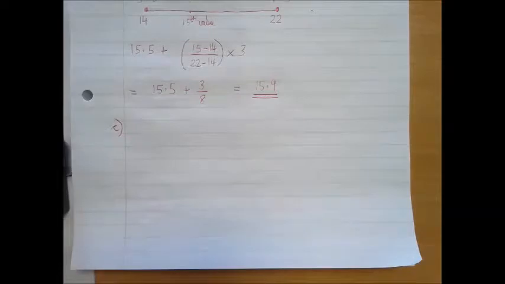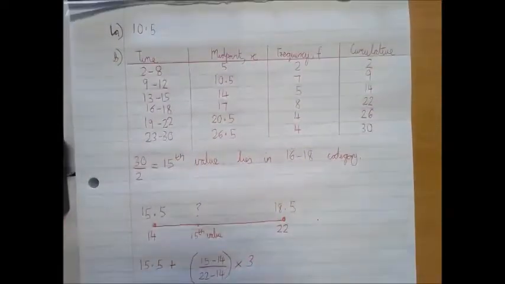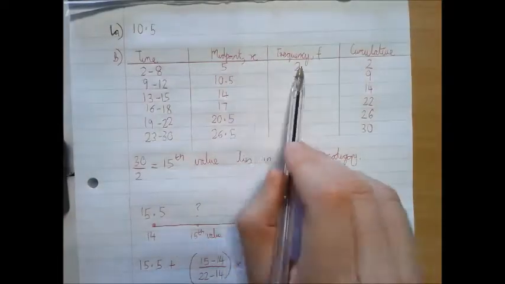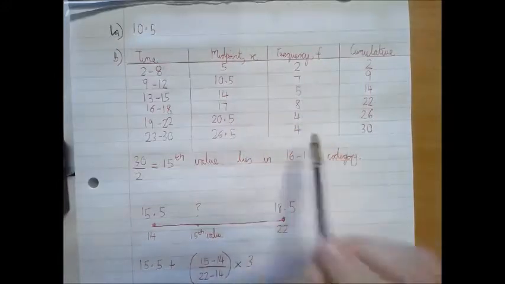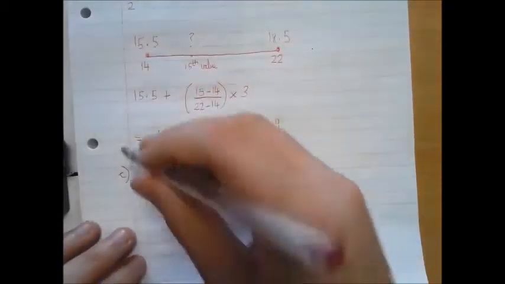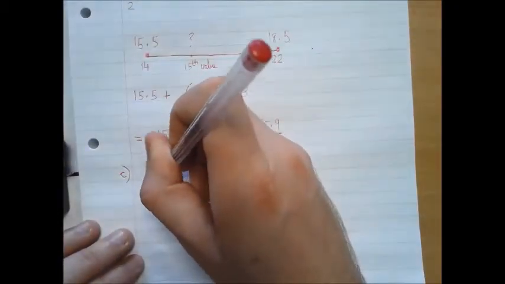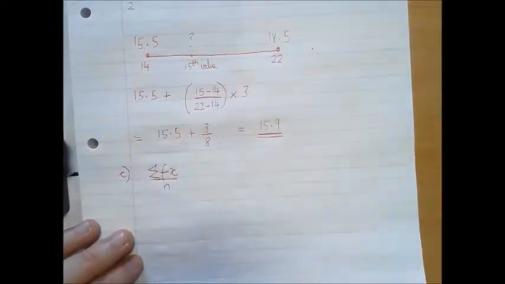Okay, so part C. Got to estimate the mean and the standard deviation of the time taken by students. So we're finding the mean, it's just stuff you've done in GCSE. You've got your table here, and of course it's just your midpoint times your frequency. Add these up and then divide by the total frequency. So what we're doing effectively is finding the sum of fx all over n.